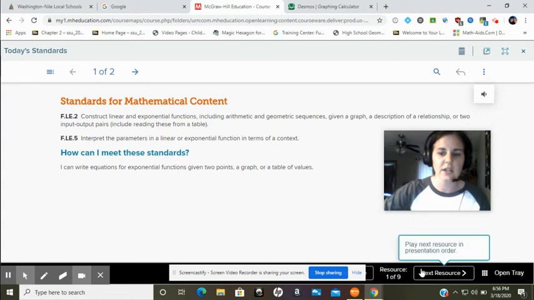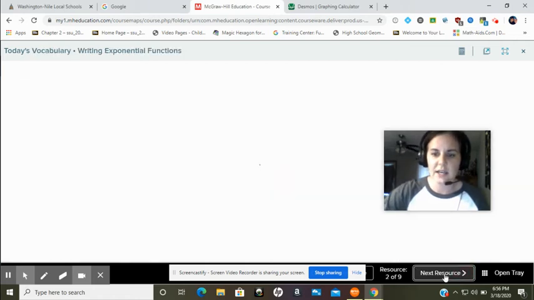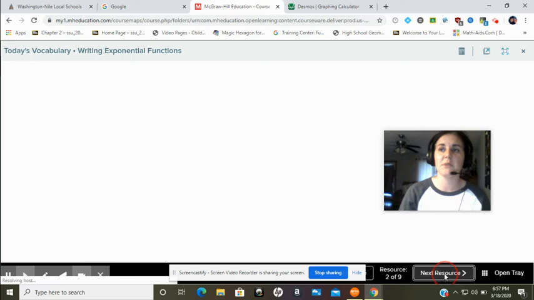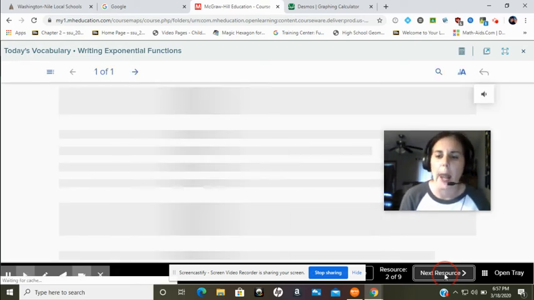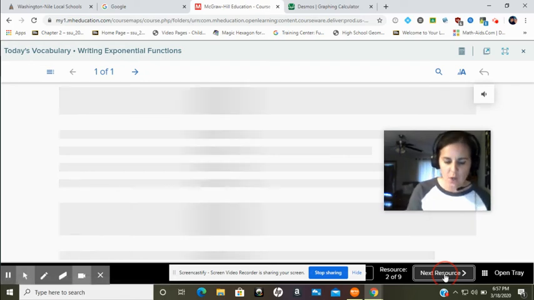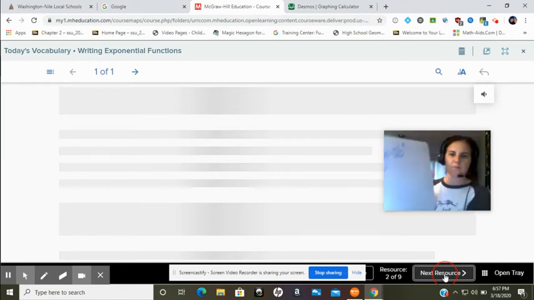So let's get started. The vocabulary of today is writing an exponential function. So what is an exponential function? We're going to talk about the exponential function. It's in the form y equals a times b raised to the x power.